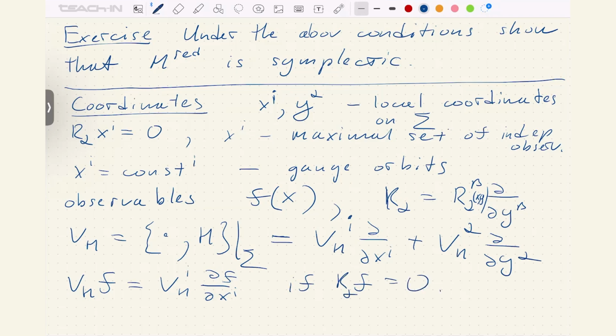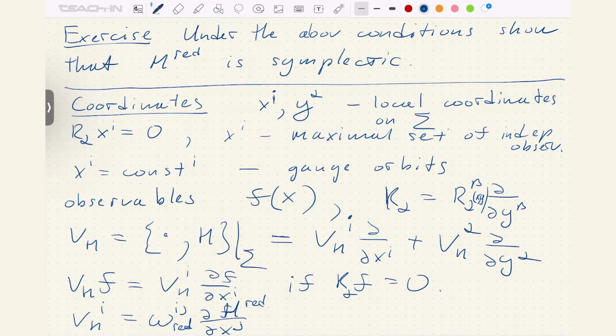Right? So that's what it looks like in coordinates. And in fact, this VHI is going to be nothing but dH red over dxj. So we can write it like this, if we really go to the reduced space. So that's what the picture on the constrained surface is.